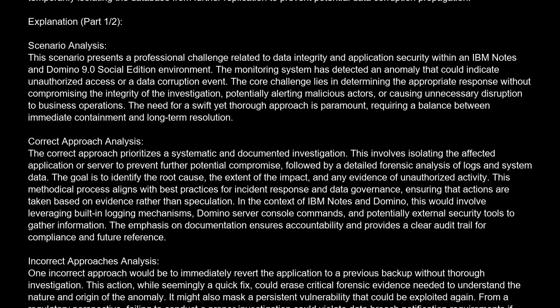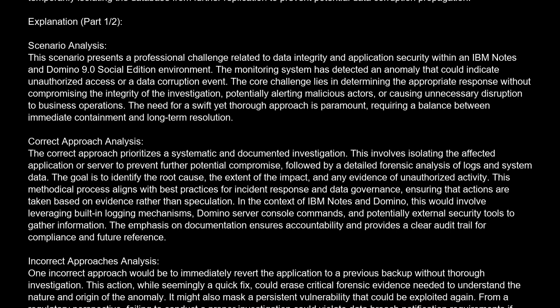Correct approach analysis. The correct approach prioritizes a systematic and documented investigation. This involves isolating the affected application or server to prevent further potential compromise, followed by a detailed forensic analysis of logs and system data. The goal is to identify the root cause, the extent of the impact, and any evidence of unauthorized activity. This methodical process aligns with best practices for incident response and data governance, ensuring that actions are taken based on evidence rather than speculation.